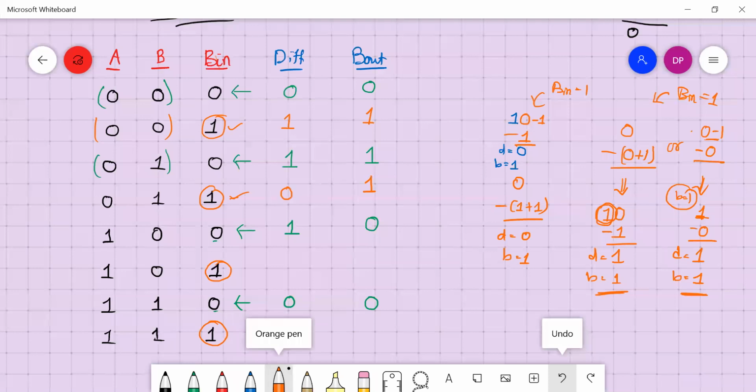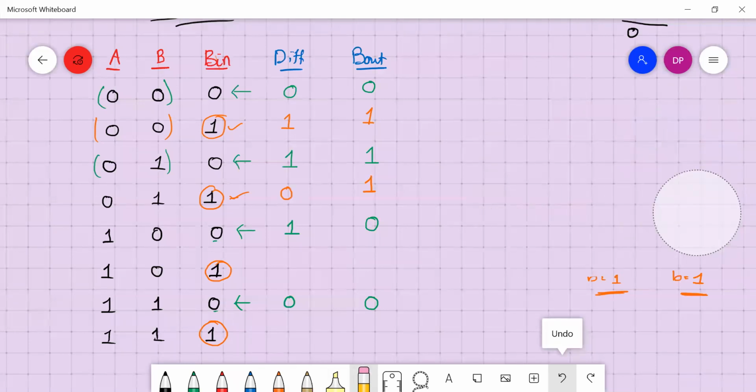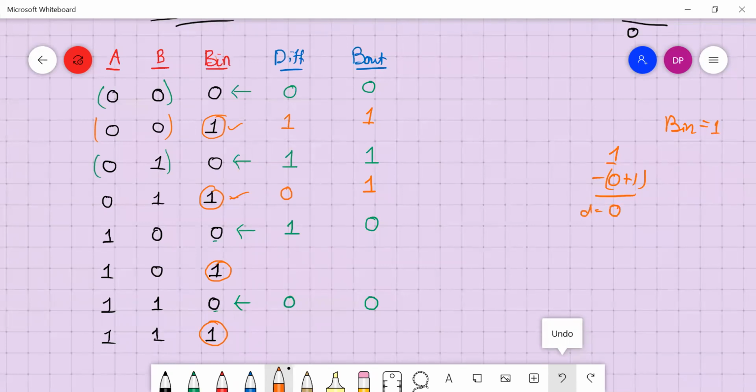Okay, now let's solve the next one. So this is 1 minus 0. Okay. So 1 minus 0 and the previous borrow is 1. Add a 1 here. So this is 1 minus 1. Difference is 0 and it is not borrowing anything. Borrow is also 0. Difference is 0. Borrow is also 0. Right.